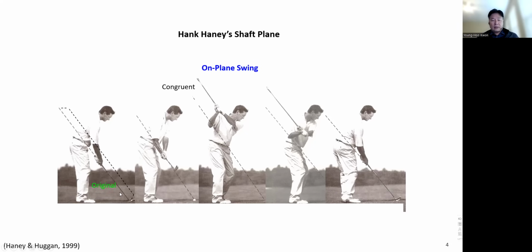So this shaft plane, in spite of his criticism of Ben Hogan's definition of swing plane, is still just a reference plane. It is not associated with the actual motion of the club.